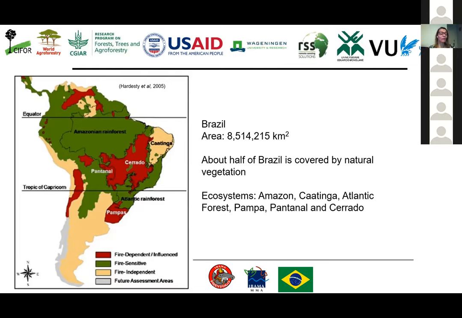Wonderful. Okay. So for starting, I will show you this quick view of Brazil. Brazil is a huge country with a total area of 8.5 million square kilometers. About half of this area is covered by natural vegetation. And in Brazil, we have five main ecosystems. And I will focus my presentation today on the Cerrado.